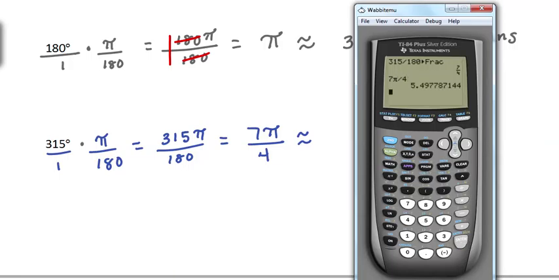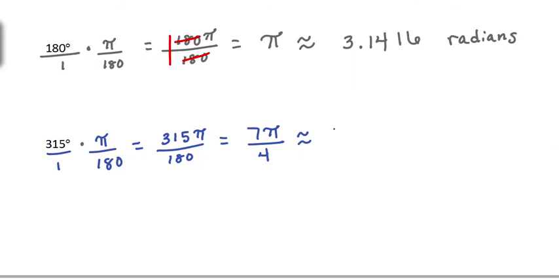So about 5.4978. So approximately 5.4978. So we have converted all of these angles to radians.